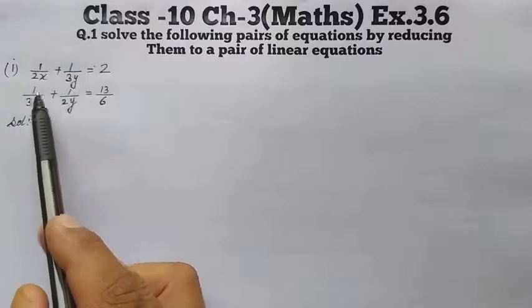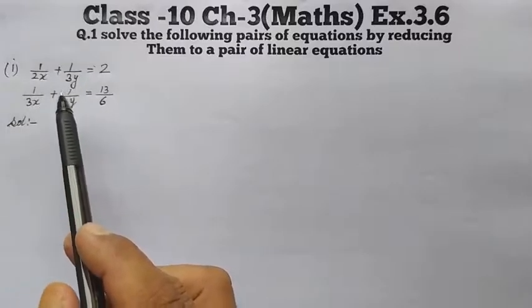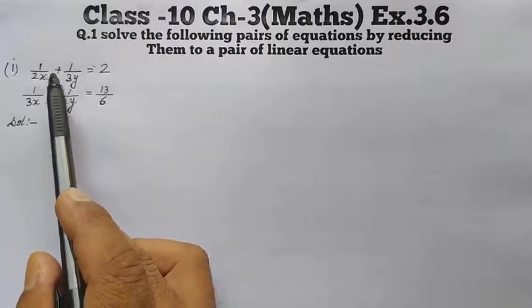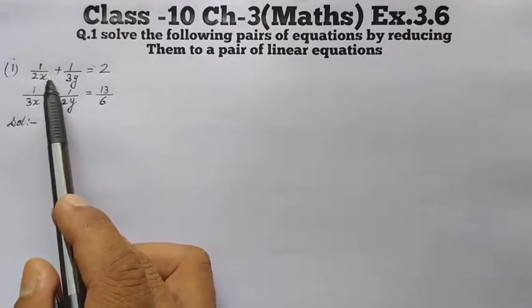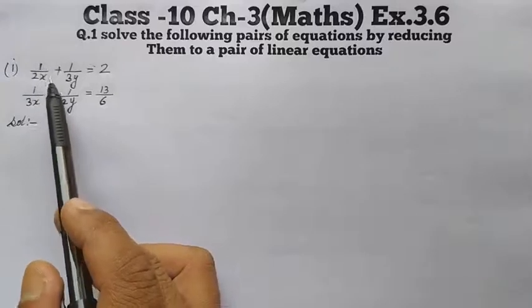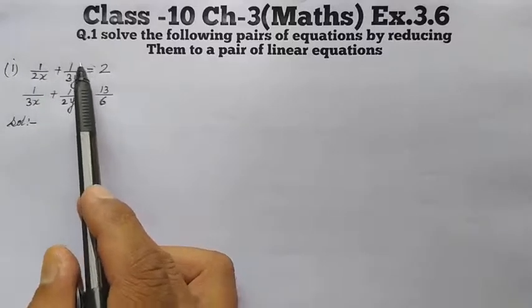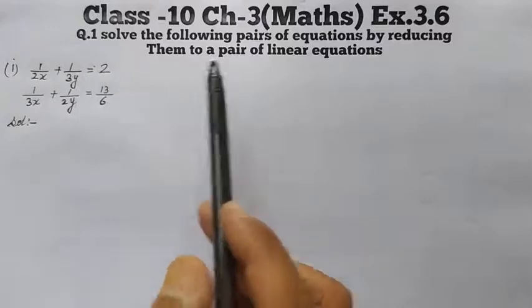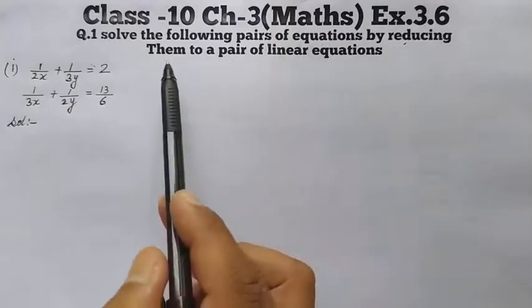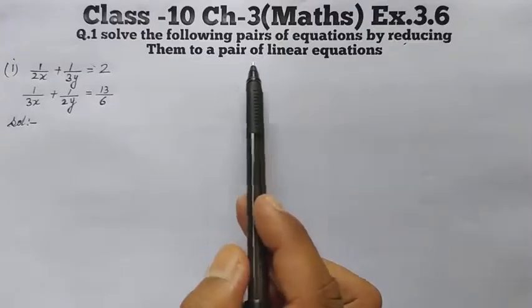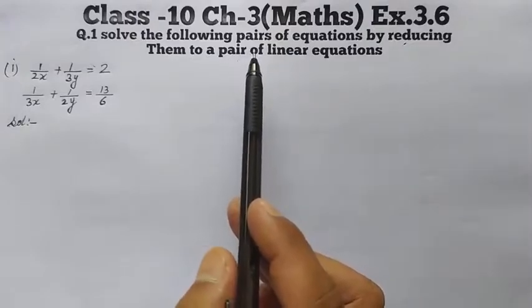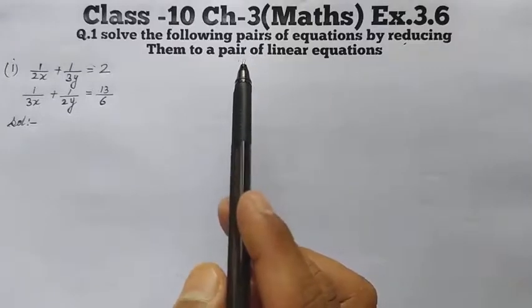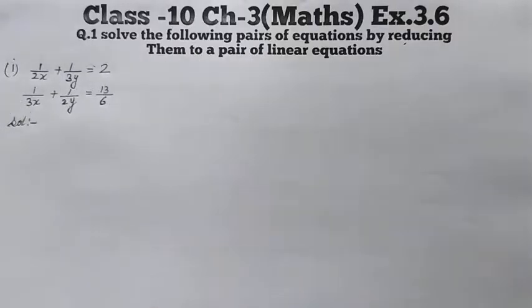These are not linear equations, because in a linear equation the power of the variable is 1, but here the power of x is minus 1, because if this x goes in the numerator, it becomes x power minus 1, and y power is also minus 1. So this is not a pair of linear equations. First of all, we'll reduce these equations into a pair of linear equations, then we'll solve these two equations. We will do this by making a suitable substitution. So let's see what that substitution is.